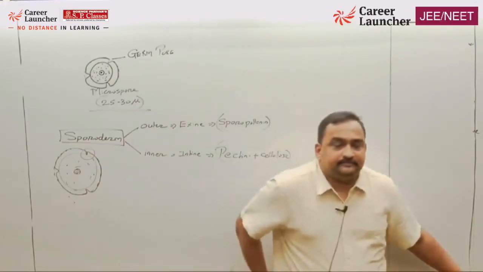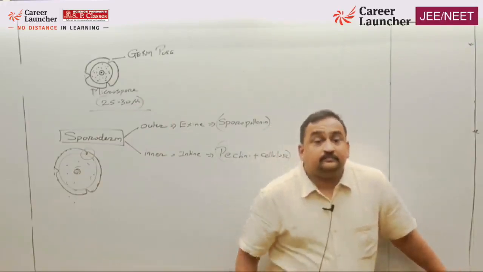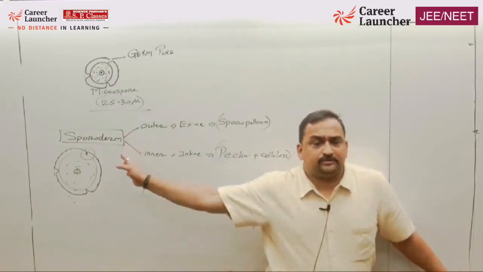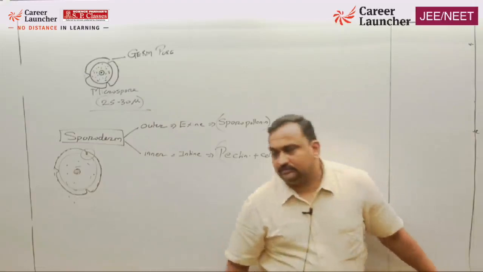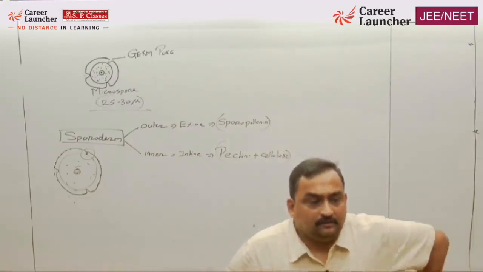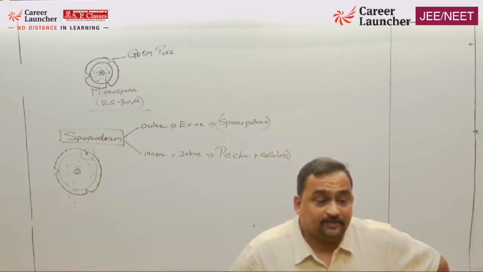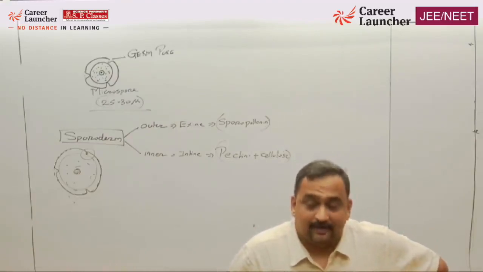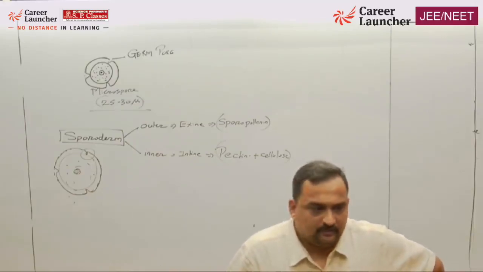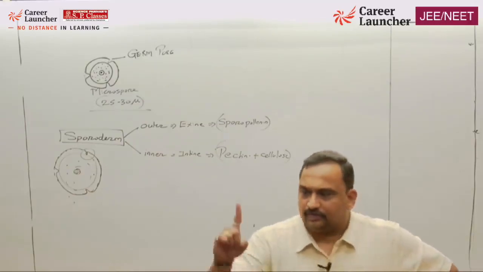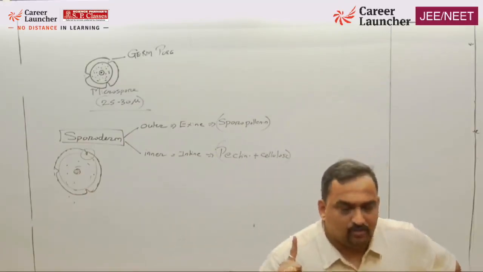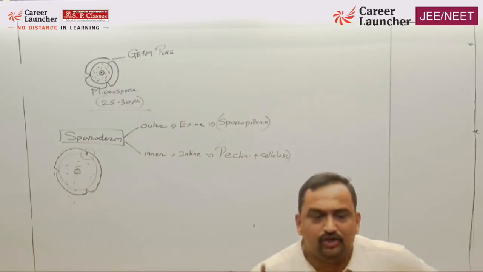First point. What happened? Anything you have not understood? Yes, please. Structure of microspore or pollen grain. Okay. First point. It is unicellular, uninucleate. It is a unicellular, uninucleate structure.